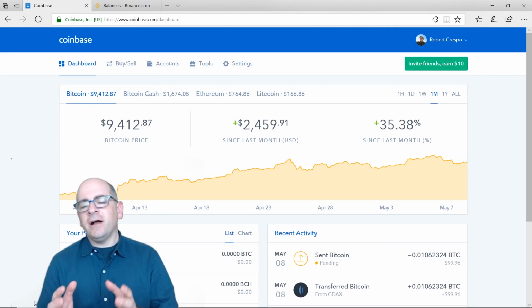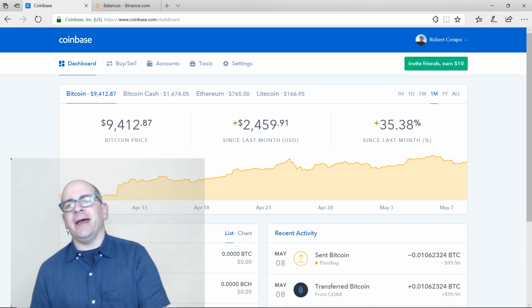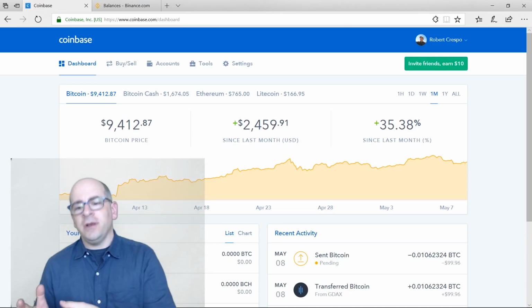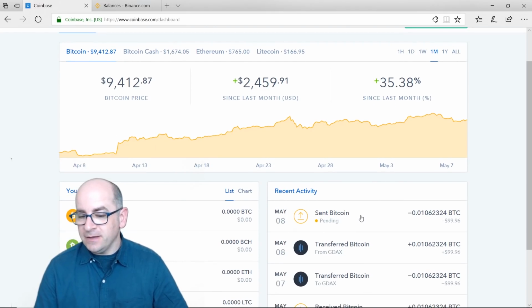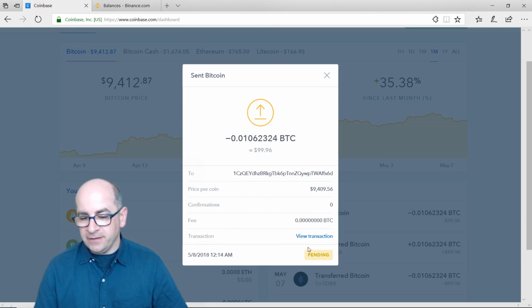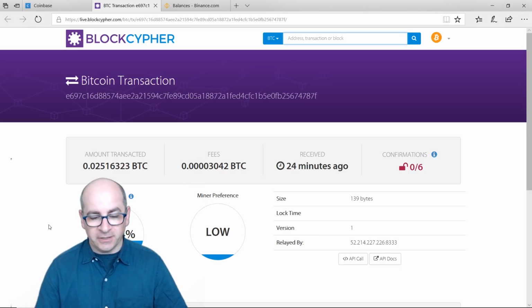Now, if you want to check on the funds you just sent from your GDAX account to Binance, you need to check on Coinbase. Now, as you can see here, here is the transaction. It's still pending. If I click on it right now and view the transaction, I do want to explain one thing very clearly.